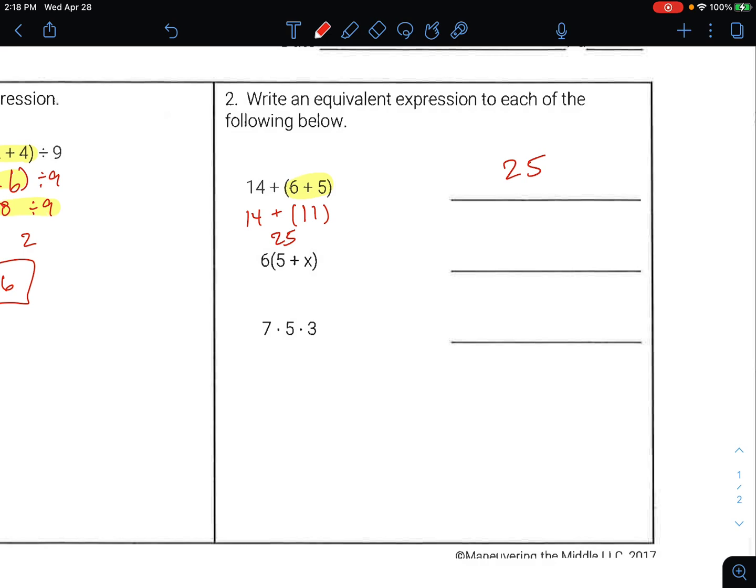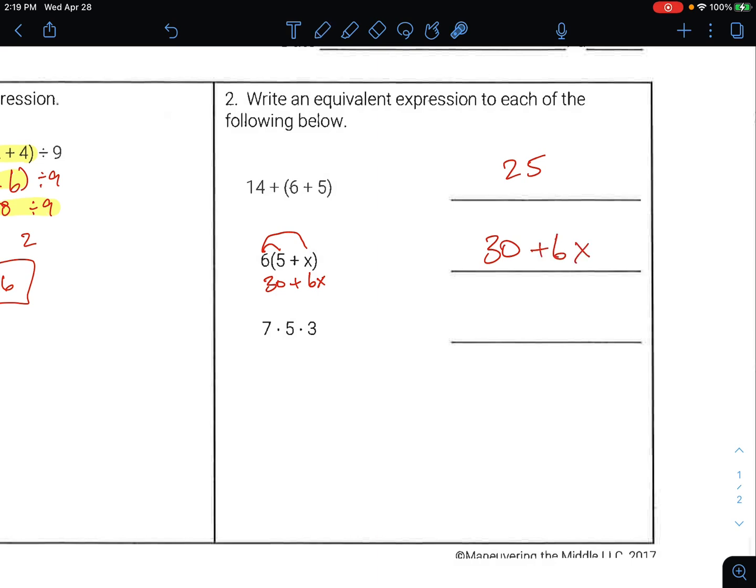This next one is tricky because what we're supposed to do is the distributive property, because we can't add 5 plus x. But what we can do to simplify is multiply 6 times 5 and then multiply 6 times x. And 6 times 5 is 30, and 6 times x is 6x, and then bring down the plus in between them. So our answer is 30 plus 6x.